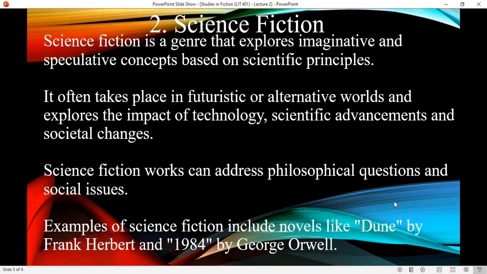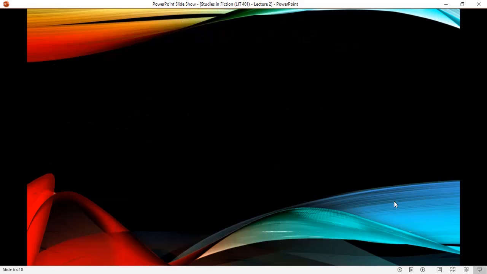What are the philosophical happenings that the world should be expecting in the nearest future? An example of that is 1984 by George Orwell. Dune by Frank Herbert is also a good example for science fiction.